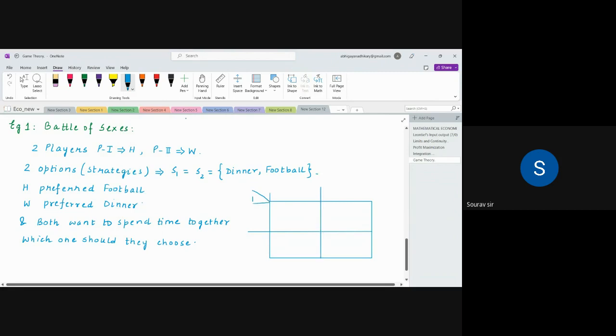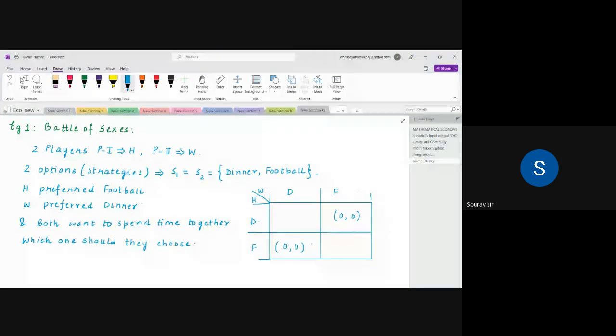So let's say I take husband over here, wife over here. The two strategies are dinner and football, dinner and football. If both of them choose to do the opposite thing, no one would be happy. So let us say their utility is 0 and 0 in these two cases, because both of them want to spend time together. So if they choose the opposite thing, then none of them get any utility. So that is 0 and 0.